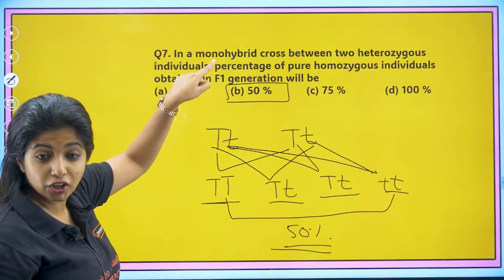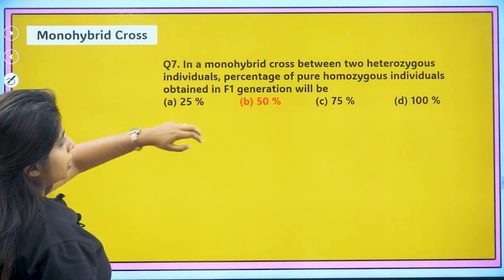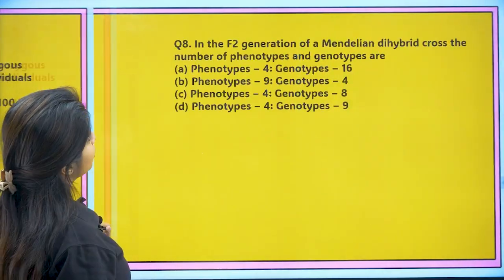You're asked about the F1 generation. Please check. In the question it can be F2 also. Okay, so your answer is 50%. Going ahead with the 8th question.